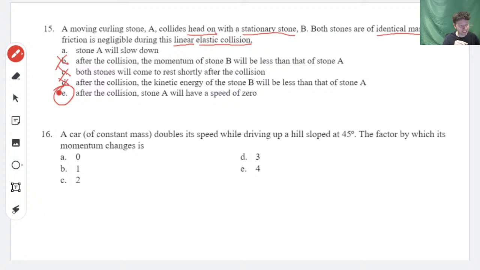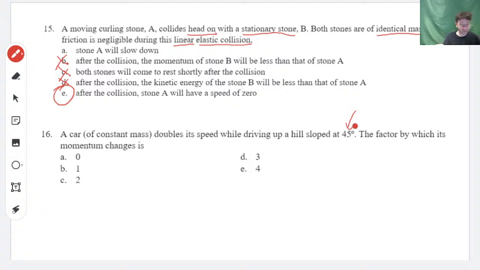All right, question 16. A car of constant mass doubles its speed while driving up a hill sloped at 45 degrees. Oh, I love this question. The factor by which its momentum changes is... Students like to overthink information that is given to them that is just not required. I get students drawing triangles and doing SOHCAHTOA, trying to figure out what this angle means. No. Momentum is mass times velocity.